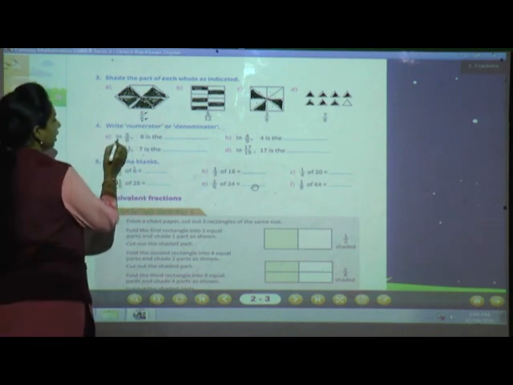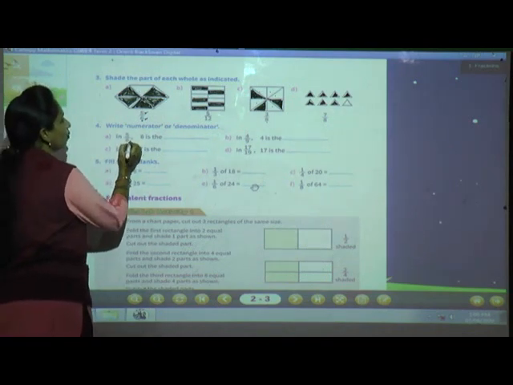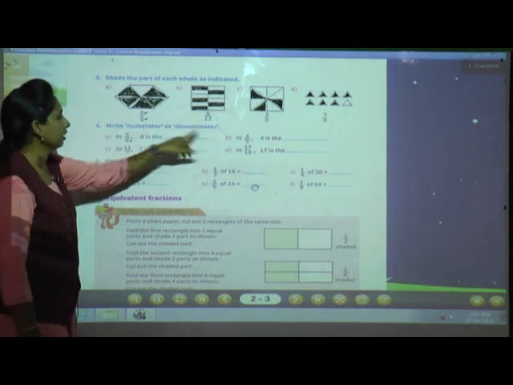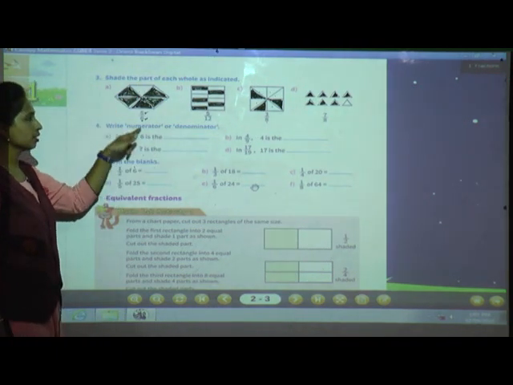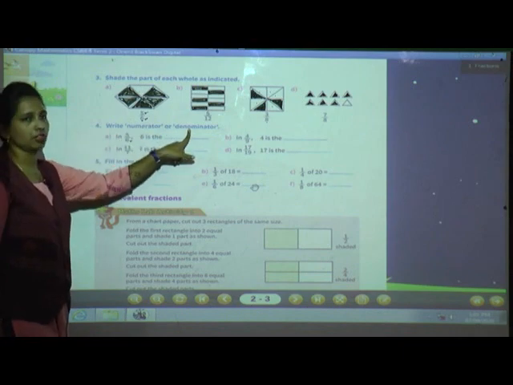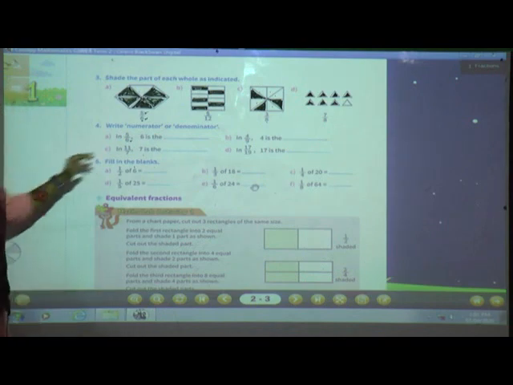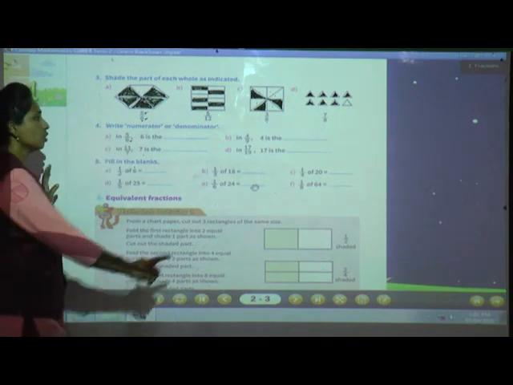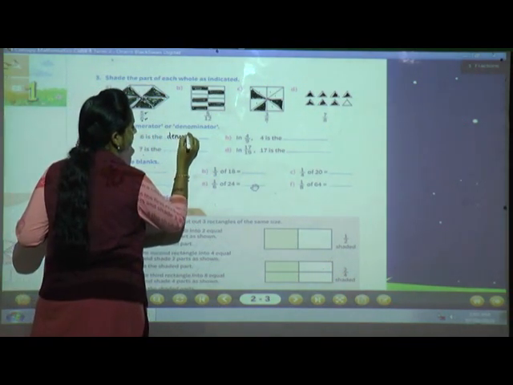Now see here, in 5 divided by 6. In that, what is 6? Where is 6? 6 is at the bottom. Bottom means denominator, top means numerator. Keep in your mind. Top means numerator, bottom means denominator. Clear? Yes. Now 6, where is 6? 6 is at bottom. Isn't it? So it is 6 is a denominator.